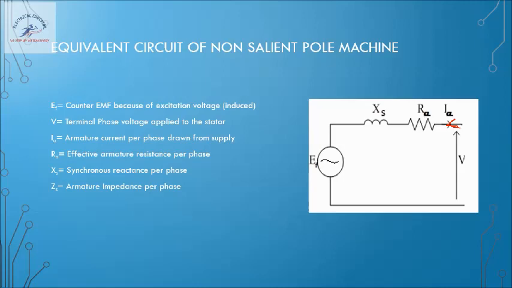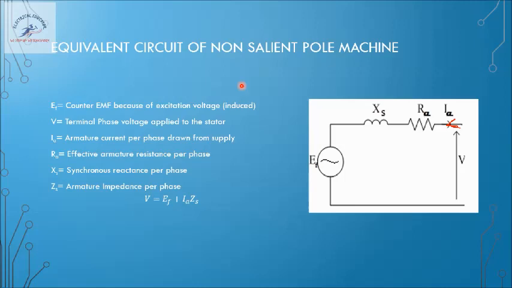ZS is the armature impedance per phase, which is the vector sum of RA and XS. Whenever we apply laws to AC circuits, complex terminologies arise, and resistance and reactance currents will not be in phase. There will be a lag. So to find the effective impedance, we have to take the vector sum of this R and X. This is given as ZS, the armature impedance per phase.